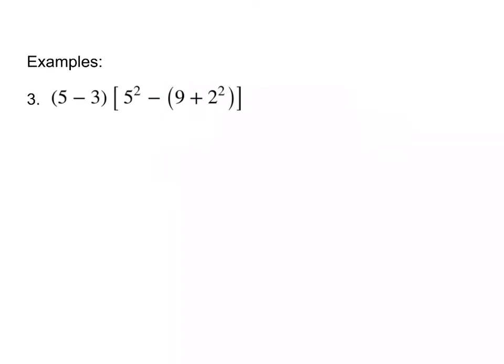Let's look at one last example. Now you'll notice in this one, we have a lot of grouping symbols. We have grouping symbols over here, I have grouping symbols over here, and these brackets are also grouping symbols. So this first step is kind of complicated because there's a lot going on.